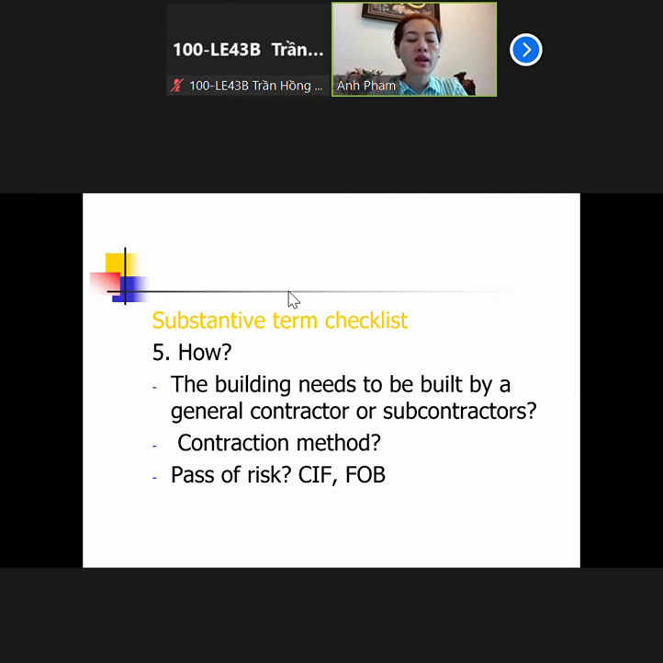For example, in case of a construction contract, the building needs to be built by a general contractor, or that contractor subcontracts to other subcontractors. They have the E&M contractors, or the general contractor can deal with everything. So how can they implement the contract?